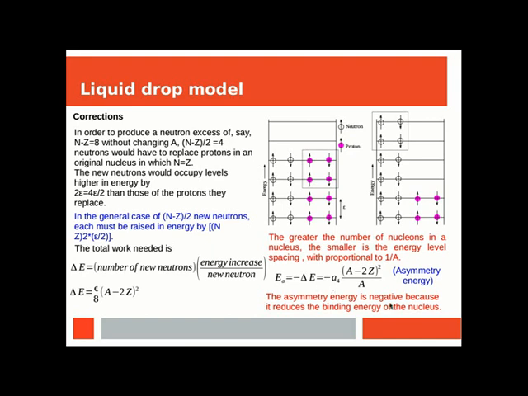So this energy is called asymmetry energy. It is also negative because asymmetry energy, which arises because of the asymmetry in the number of neutrons and protons, is negative in nature and has the tendency of reducing the binding energy and destabilizing the nucleus.